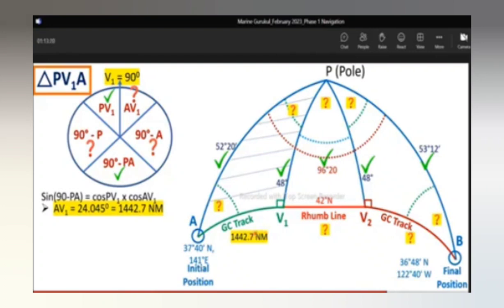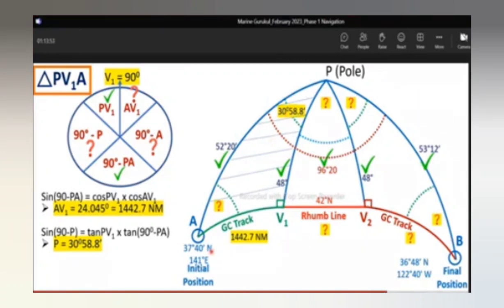Now we write the formula for angle P of the triangle. Sine of the middle part is equal to the product of the tangents of the adjacents. We put the values and we get the value of P as 30 degrees 58.8 minutes. It's transferred here. Now this is the D long between A and V1. So if the question wanted the coordinates of V1, then we could have found the longitude of V1 by applying this D long to the longitude of position A.